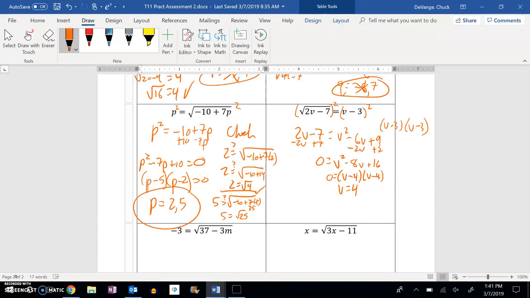It equals 4. So let me plug it in, see if it works. So does 2 times the square root of 2 times 4 minus 7 equal 4 minus 3? Let's see. 4 minus 3 is 1. This is 8 minus 7. That's square root of 1, not negative 1. That's square root of 1. So yeah, that checks out. V is 4.